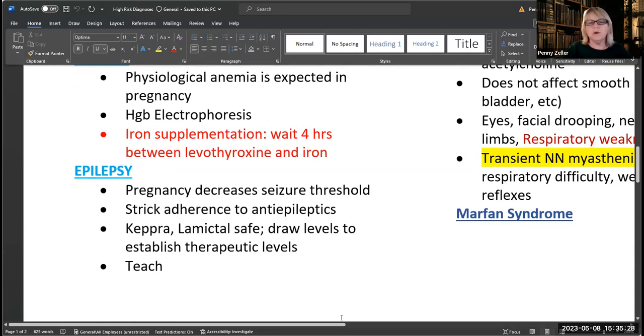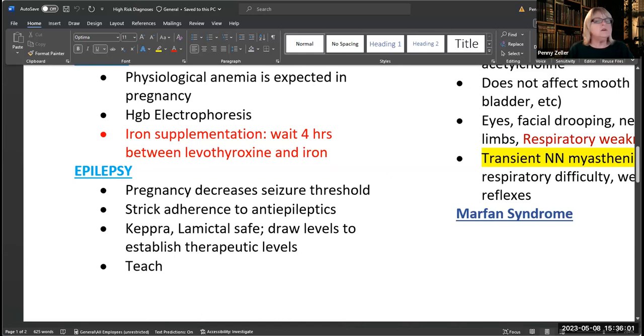Seizure disorders or epilepsy. Clients with epilepsy are at risk during pregnancy because the seizure threshold is lower. In other words, a client will be more apt to have a seizure during pregnancy. So most of the time, we have to increase their anti-epileptic medications or change them around to make them safe. We also want our clients to keep a journal. If they have a seizure, they need to let us know ASAP.